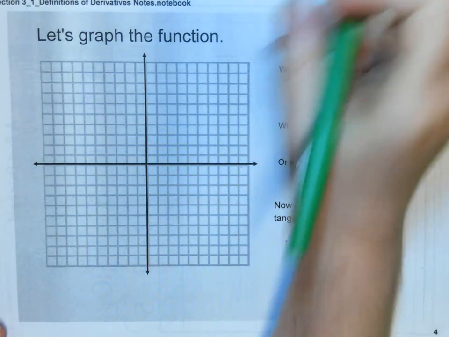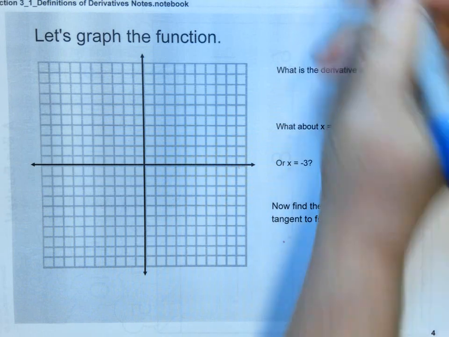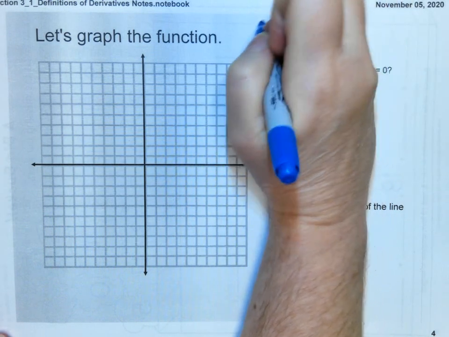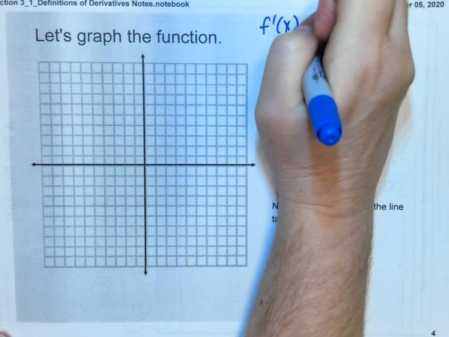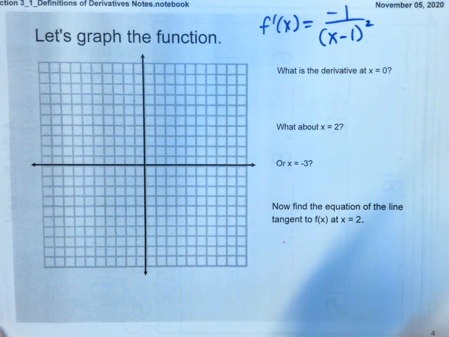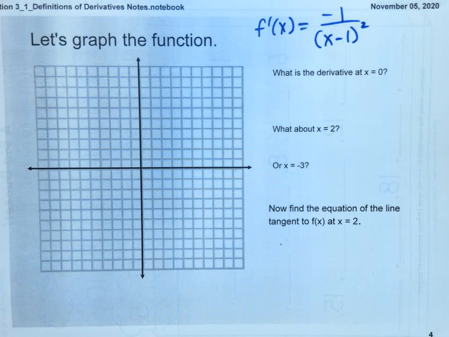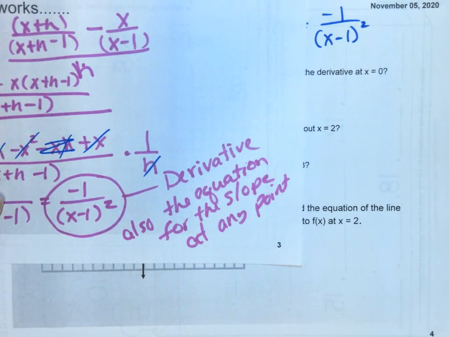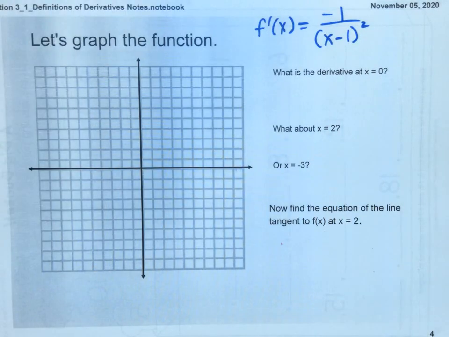Our equation was f prime at x is -1 over x minus 1 squared. I'm just writing what we found right here, bringing it over to this page for us. So let's graph the function. Let's find a few points here.